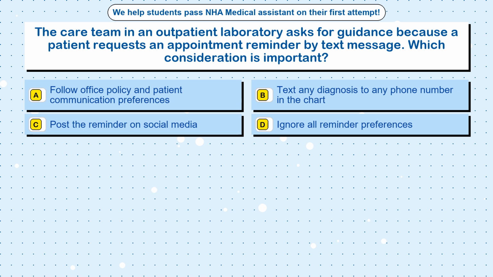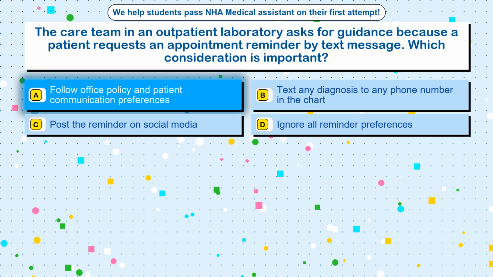Text any diagnosis to any phone number in the chart. Option C. Post the reminder on social media. Option D. Ignore all reminder preferences. The correct answer is option A. Follow office policy and patient communication preferences.